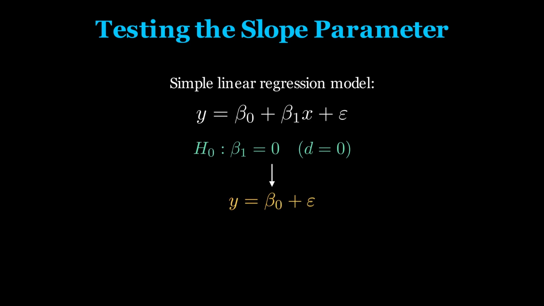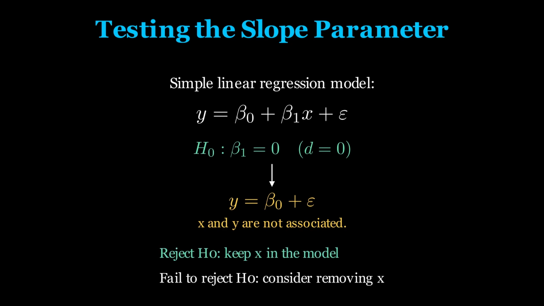When beta 1 equals 0, the x term disappears. The model reduces to just an intercept plus error, meaning x and y are not linearly associated. If we reject the null hypothesis, beta 1 is not 0, so we keep x in the model. If we fail to reject it, there is not enough evidence that x contributes, and we may consider removing it.